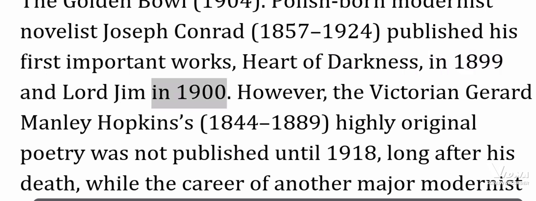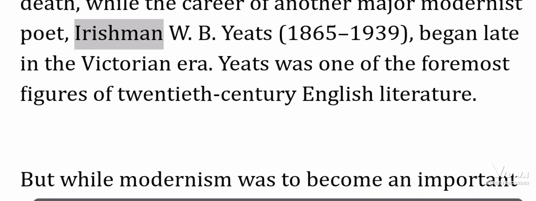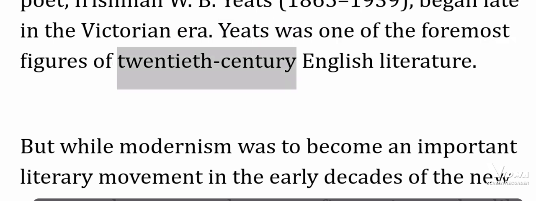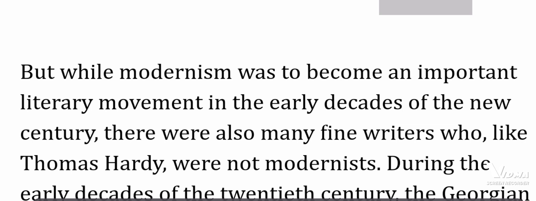However, the Victorian Gerard Manley Hopkins, 1844 to 1889, whose highly original poetry was not published until 1918, long after his death, while the career of another major modernist poet, Irishman W.B. Yeats, 1865 to 1939, began late in the Victorian era. Yeats was one of the foremost figures of 20th century English literature.